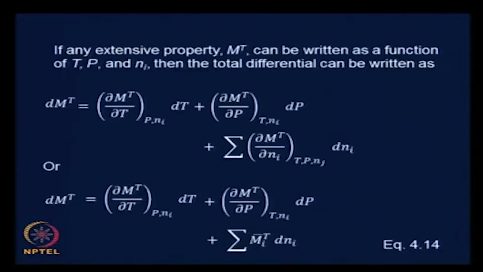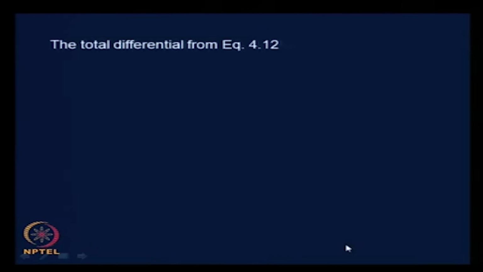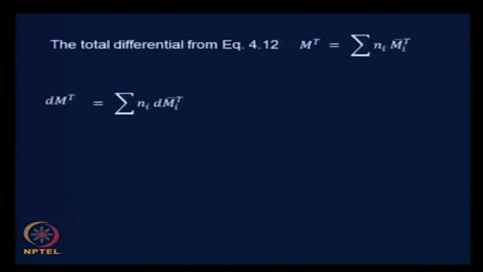Okay. I had asked you to equate (∂Mt/∂T) at constant P, Ni dT, (∂Mt/∂P) at constant T, Ni dP plus summation of Mi dNi with summation of Ni times d of the partial molar property of i plus the summation of the partial molar property times dNi.